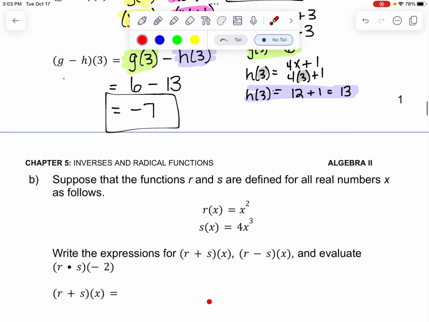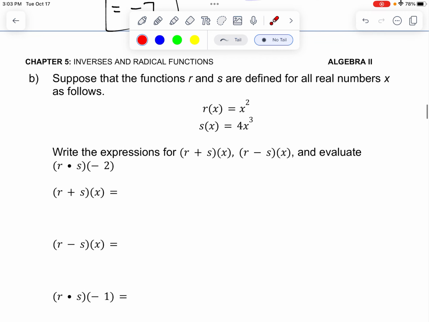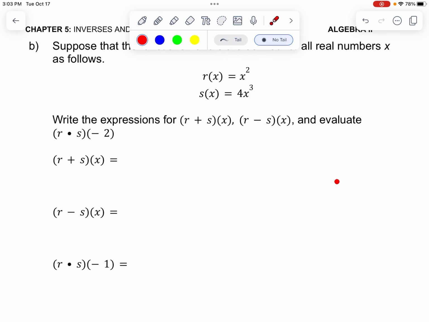Okay. So if you turn to the next page, we're going to do something similar. It says, suppose that the functions r and s are defined for all real numbers x as follows. So r of x is equal to an x squared, s of x is equal to a 4x cubed. And it wants us to find r plus s of x, r minus s of x, and r times s of negative 1.